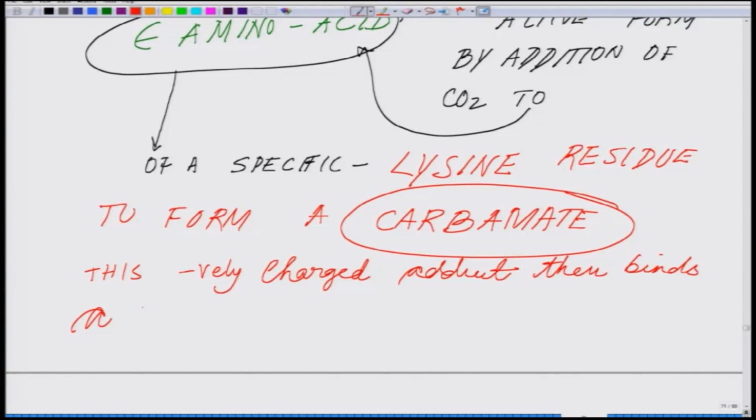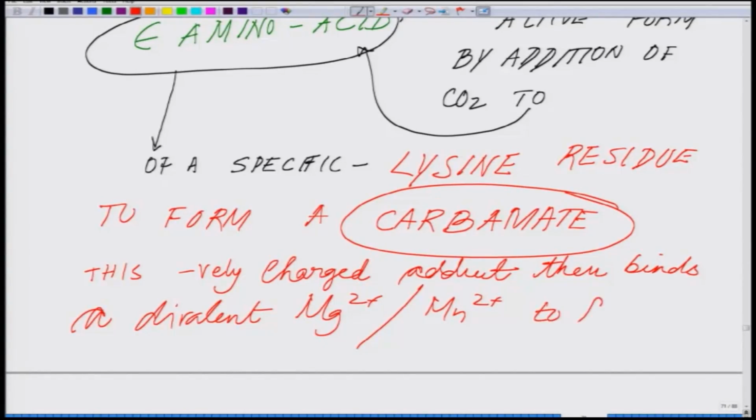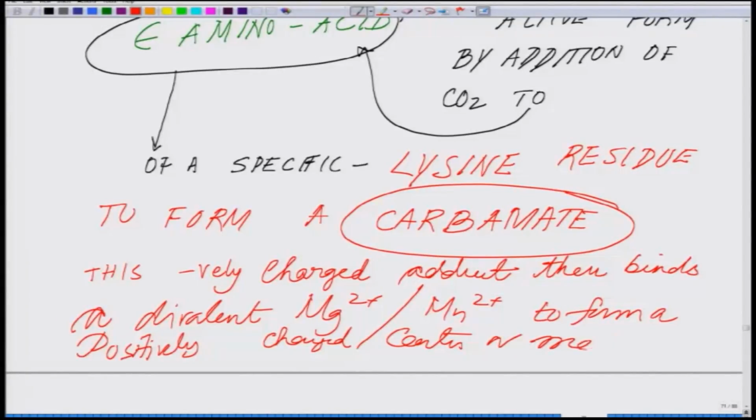This is the third set of reactions which happen. It then binds a divalent magnesium or divalent manganese to form a positively charged metal chelate, a positively charged center or metal chelate.